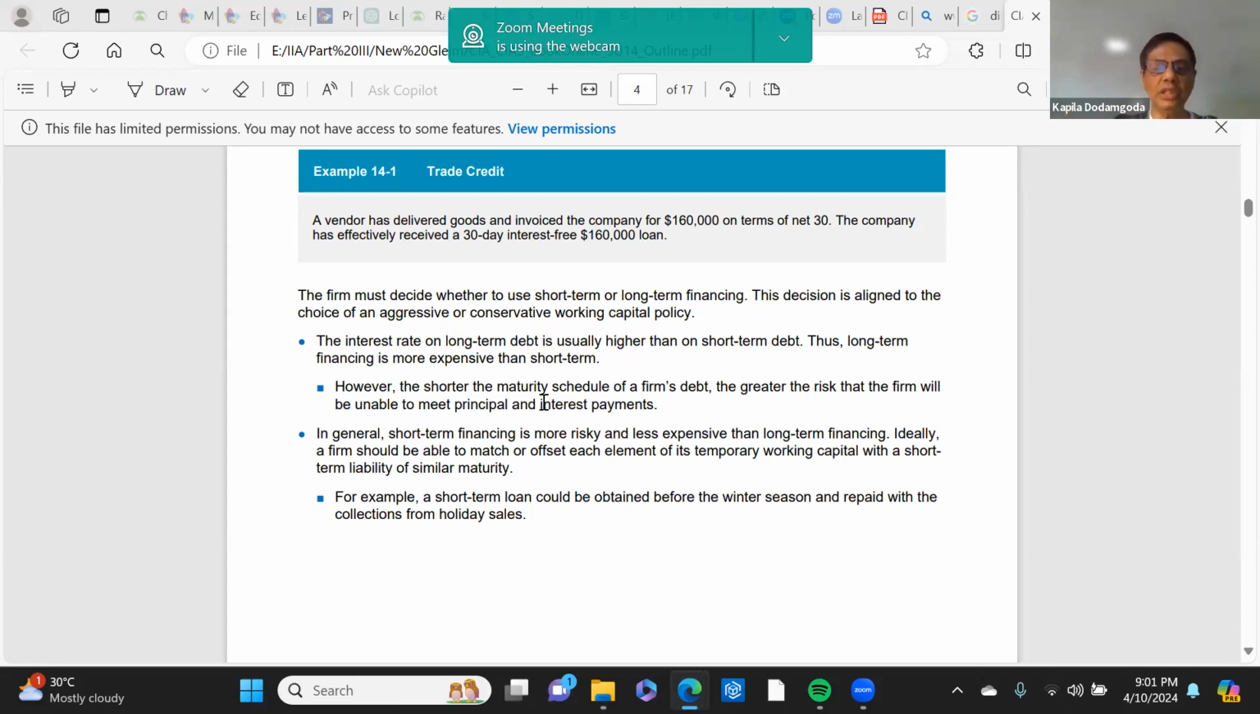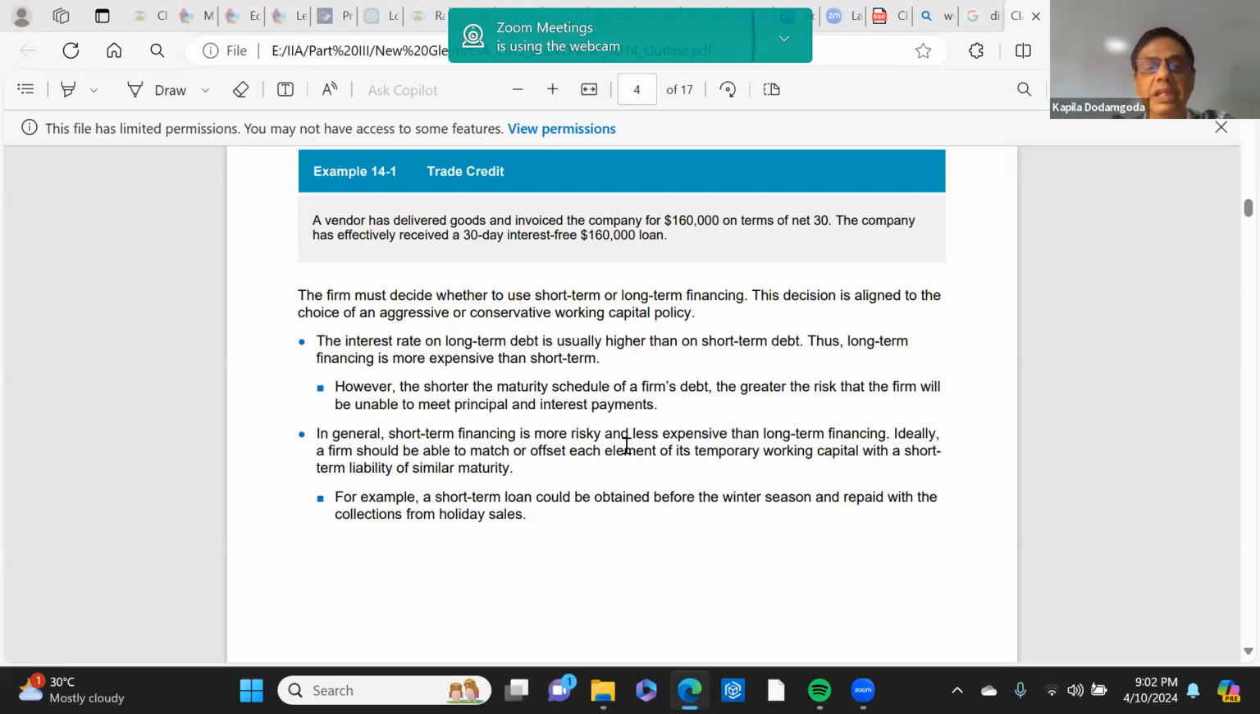But on the other hand, the shorter the maturity of a firm's debt, the more you have short-term credit, the overdraft, the short-term loans, TR facilities or whatever it is, then the firm takes a greater risk of not having enough money to meet the principal and interest payments. So longer-term funding is costly, but the chance of you not being able to meet the obligations is less. Short-term funding is cheaper, but of course you are taking greater risk. In general, short-term financing is more risky and less expensive than long-term financing.